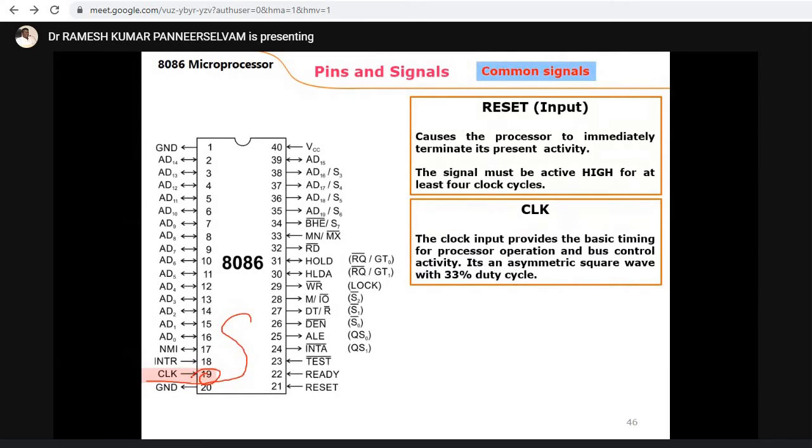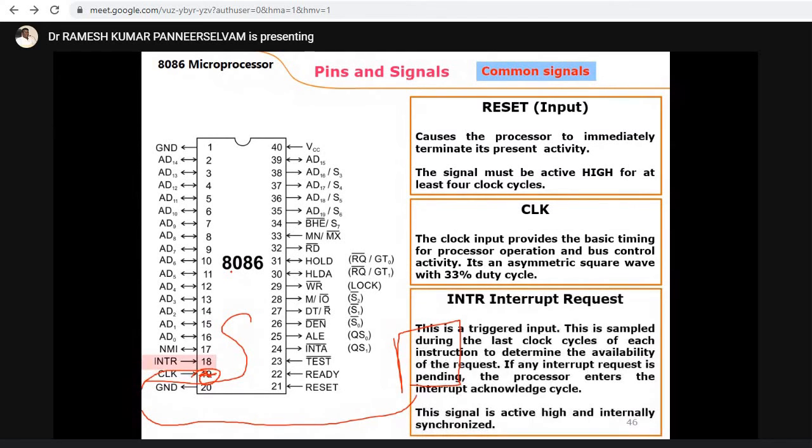So this 19th pin helps us in indicating the incoming clock. Consider that there is a clock generator. The output of this clock generator is connected to this 19th pin to time the internal operations that happen in your 8086 microprocessor. That is clock.